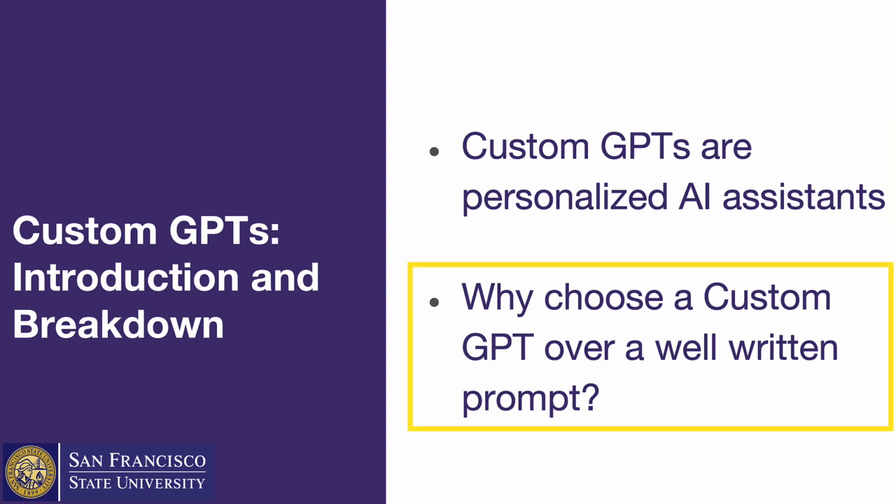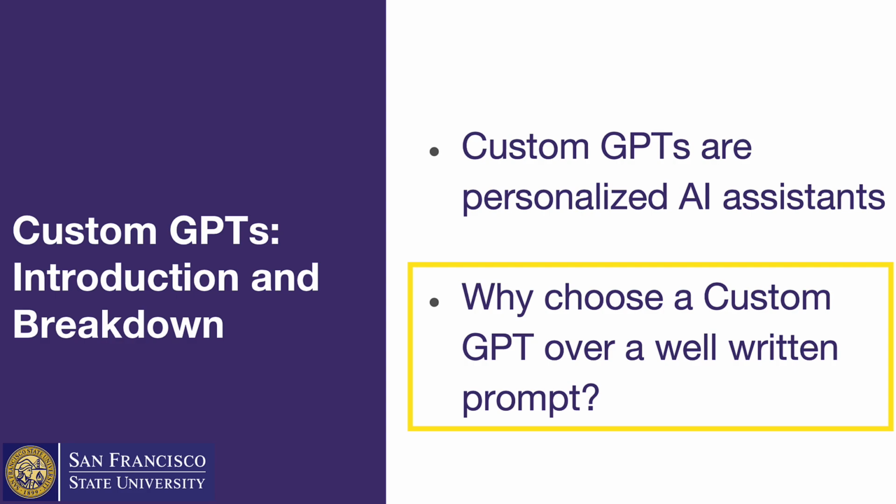So when should you use a custom GPT instead of entering a well-written prompt? Well, prompts are great for one-off tasks when you need flexibility on the fly. However, custom GPTs are ideal for when you need consistent behavior, tone, or specialized knowledge across multiple sessions. For example, a professor who regularly answers student questions about a specific course could create a GPT trained on the course syllabus, assignment dates, and FAQs. That way, the assistant gives accurate, course-specific answers without having to retype the same context over and over.